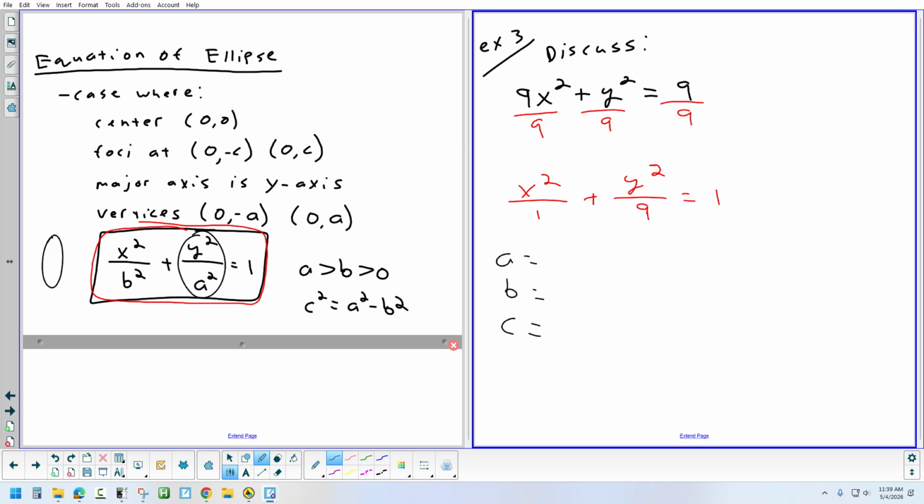Okay. What is A in this case? A is 3. It's the square root of the bigger number. And what about B? 1. Square root of the smaller number. And what about C? Root 8. Yep, root 8. If you want to reduce it, you could say 2 root 2. Okay, so we got A, we got B, we got C. 4 things we have to describe.